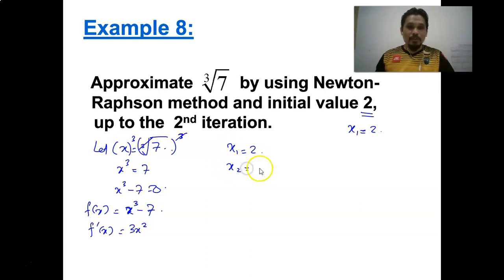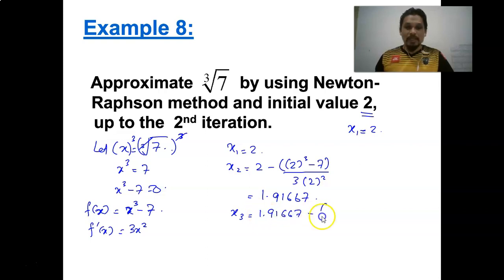So x2 equal to 2 minus f(x), which is, with x equal to 2, 2 cubed minus 7, divided by f prime x, 3 times 2 squared. You may use a calculator and you'll get 1.91667.